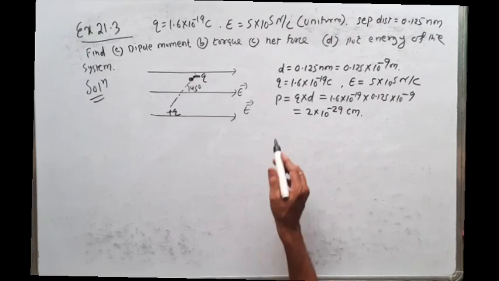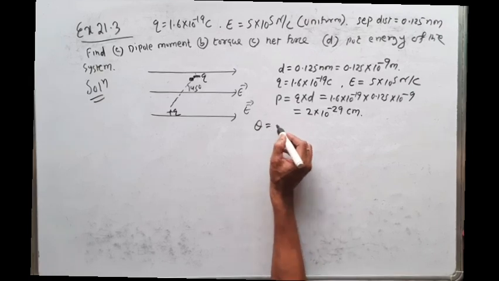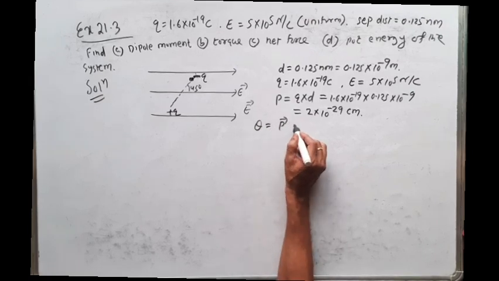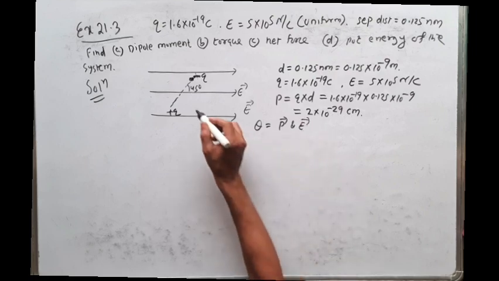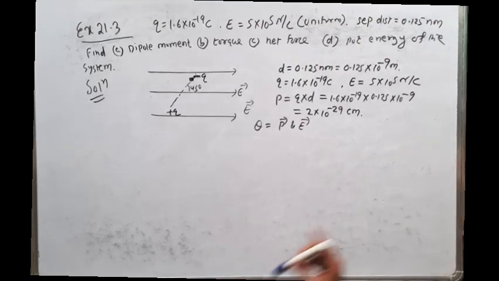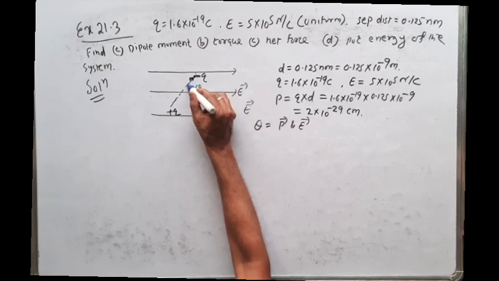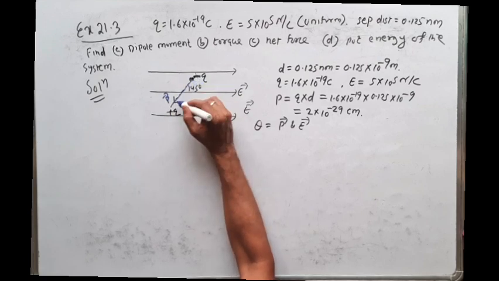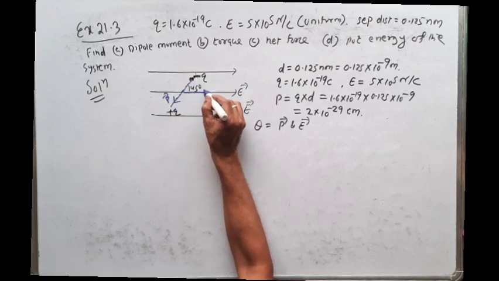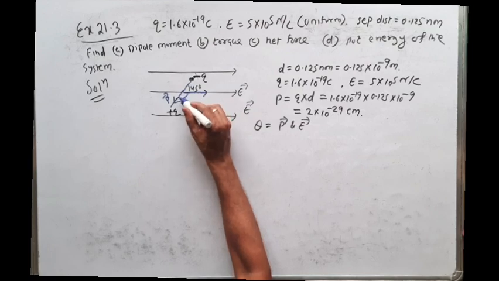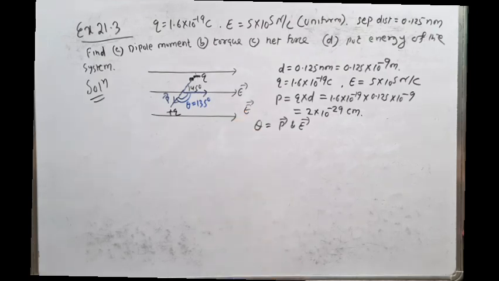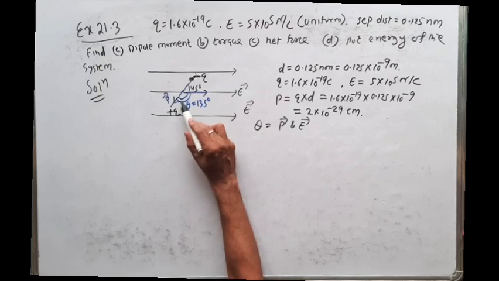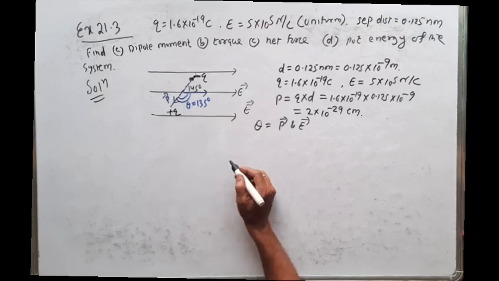So now here what is the angle theta? Theta is the angle between which vector? P vector and electric field vector. Here you see what is the direction of the P vector. So here it is minus q, here it is plus q. So direction of the dipole moment is always from negative to positive, and this is the direction of the electric field vector. So this angle is our theta. So theta is equal to 135 degree. Theta is the minimum angle between P vector and E vector. Minimum angle is equal to 135 degree.